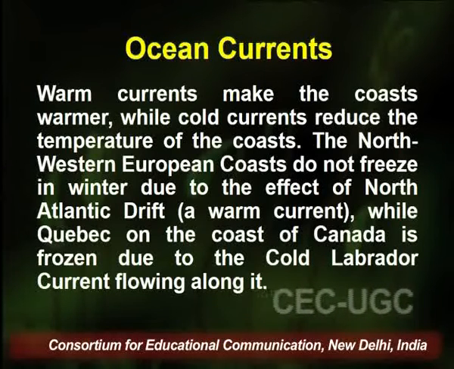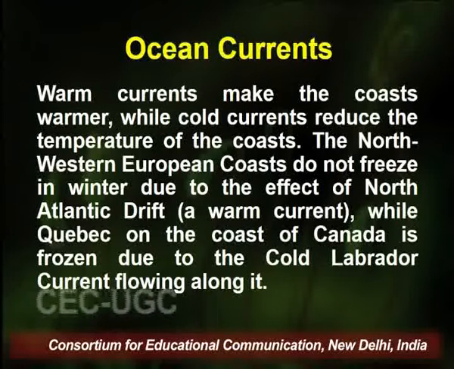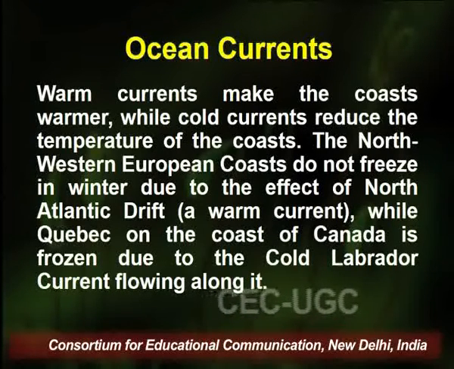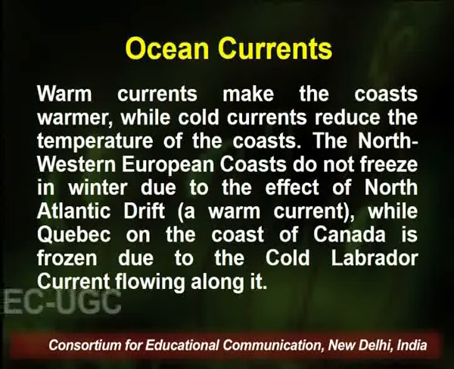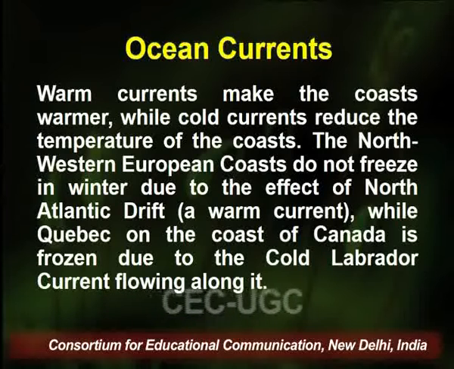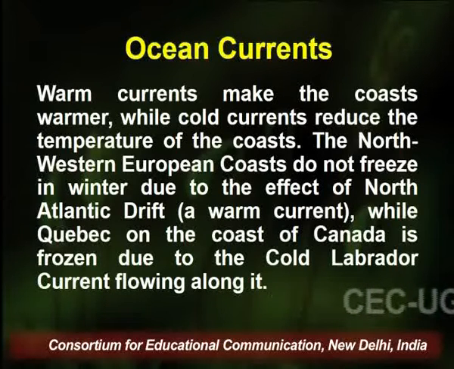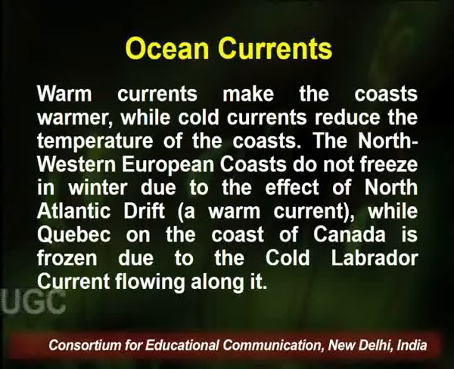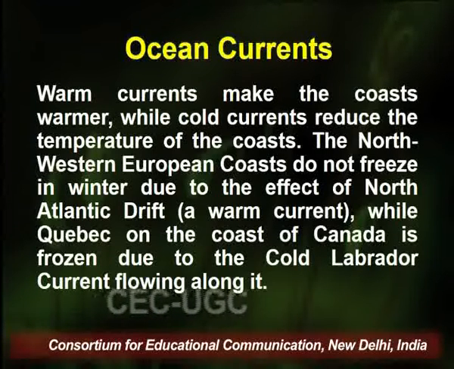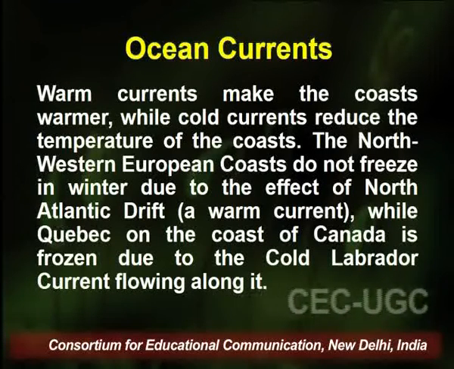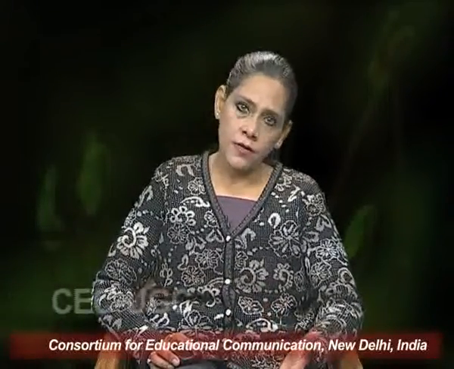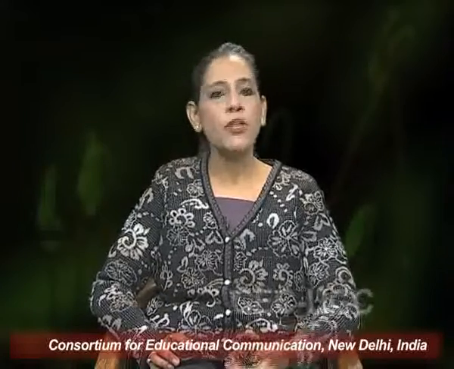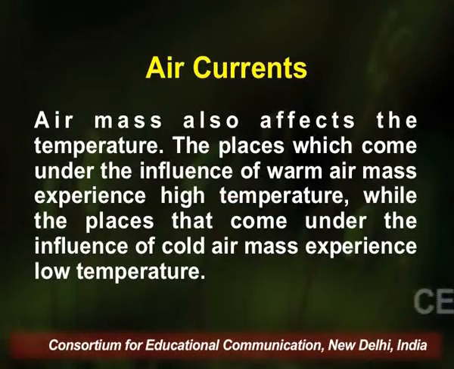So we all know that warm currents make the coast warmer, whereas cold currents, they reduce the temperature of the coast. So the northwestern European coast does not freeze in winter due to the effect of the North Atlantic drift, which is a warm water current, while Quebec on the coast of Canada is frozen due to the cold Labrador current which is flowing along with it. So depending upon the ocean currents, whether it is a warm or a cold ocean current, the temperature of the area is defined. Air mass also affects the temperature.